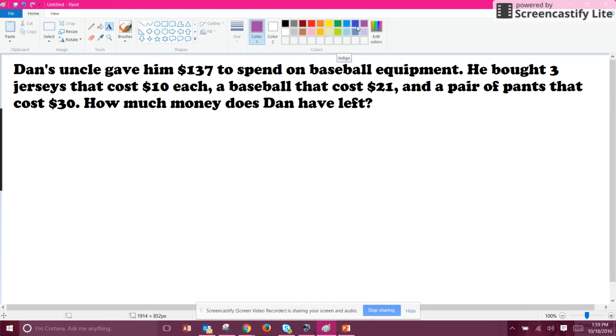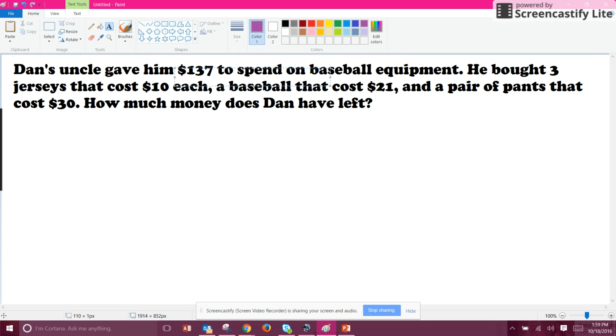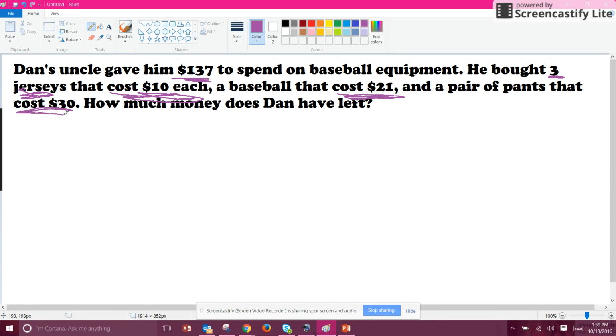Dan's uncle gave him $137 to spend on baseball equipment. He bought 3 jerseys that cost $10 each, a baseball that cost $21, and a pair of pants that cost $30. How much does he have left? So it's a similar situation as before.